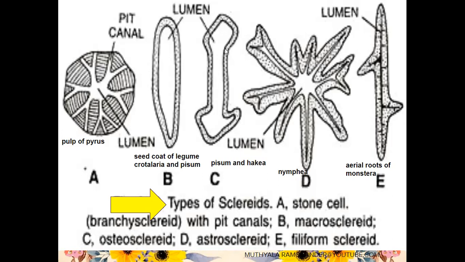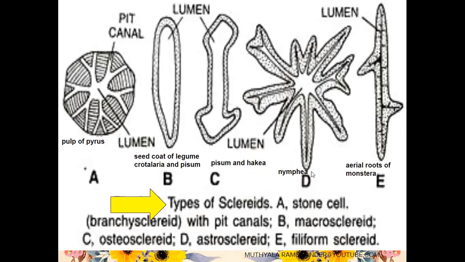It also contains a thick lignified cell wall and lumen. The edges are large in length, looking swollen in structure. Similarly, it looks like the femur bone of a human being. This type of sclerites is present in Pisum and Hakea plants.